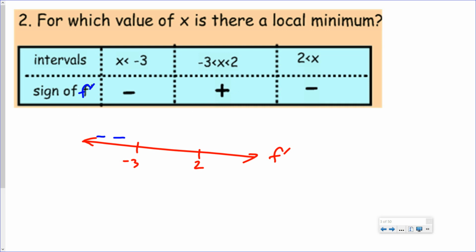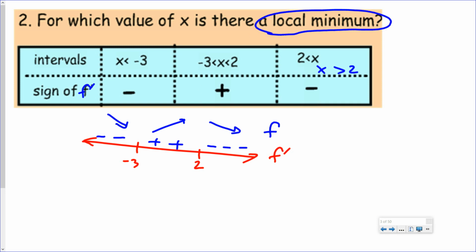What are the signs for f prime? Positive. And what are the signs for f prime when x is greater than 2? Negative. And what do the signs tell me about f? When f prime is negative, f is decreasing. When f prime is positive, f is increasing. So here's the question. Where do you have a local minimum? At x equals negative 3.